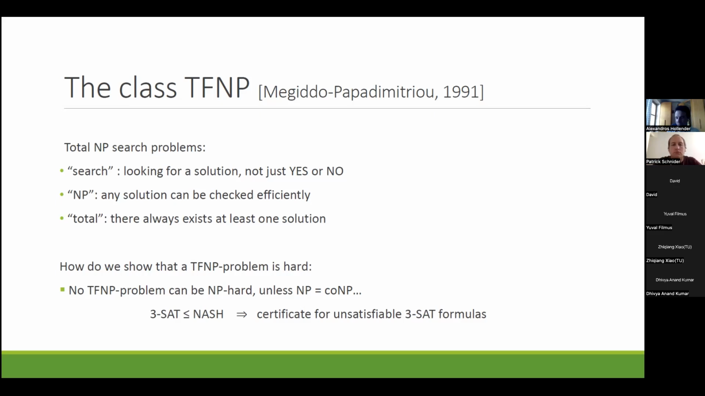So in other words, if you can prove that some TFNP problem is NP hard, then you have provided short proofs of unsatisfiability. Most complexity theorists don't believe that this would be the case. Okay, so what's the next best thing?